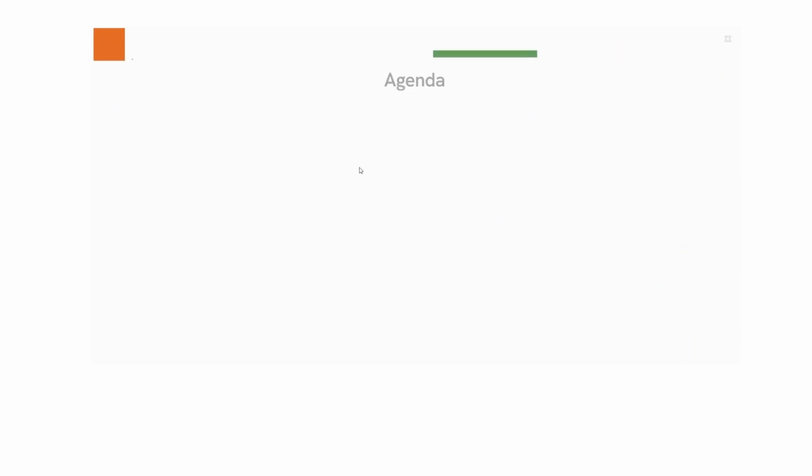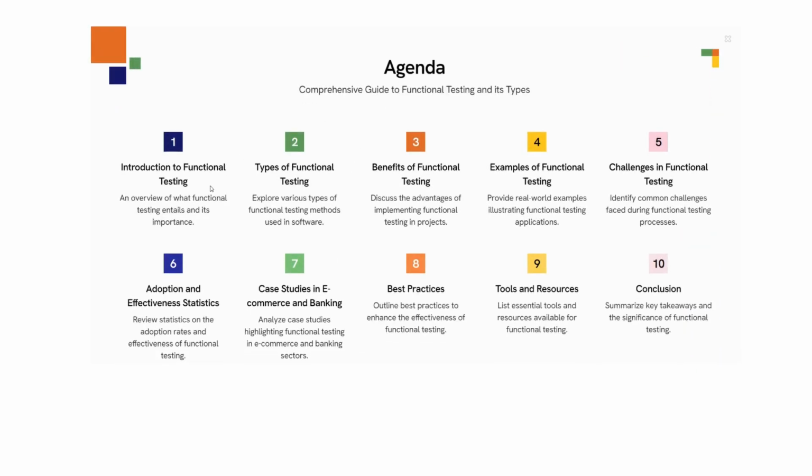So this is our agenda. What we'll learn here: first of all, we'll go through the introduction to functional testing, then types of functional testing, benefits of functional testing, examples of functional testing, and what challenges we face in functional testing, and adoption and effectiveness statistics for this, and case studies in e-commerce and banking domains, best practices, tools and resources, and conclusion. So we'll move to the next slide and see what basically functional testing is.